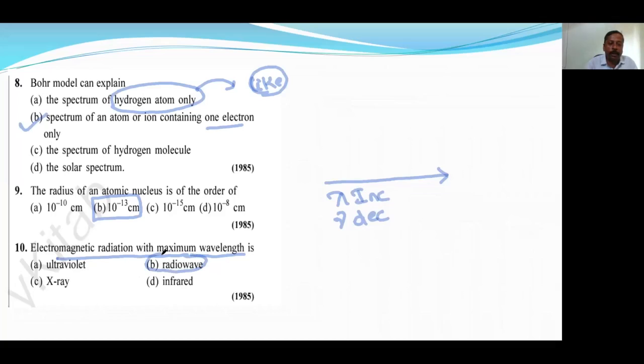Radio waves are the last waves in the electromagnetic spectrum. Okay.